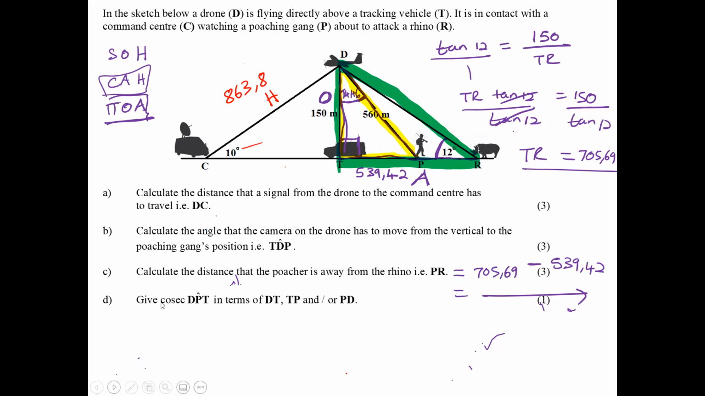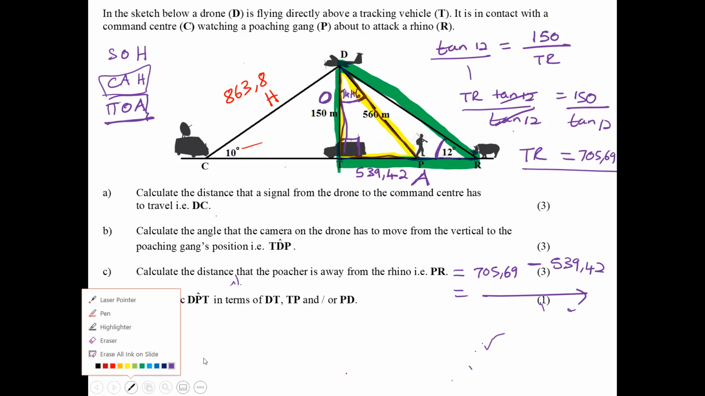Sorry, sir. For triangle DTP, can't you also use sine to solve TP? Yeah, you can, if you're looking from 74.46. Sine will be opposite over hypotenuse. Yes, sir. You can, because you have the 560. So both will work.